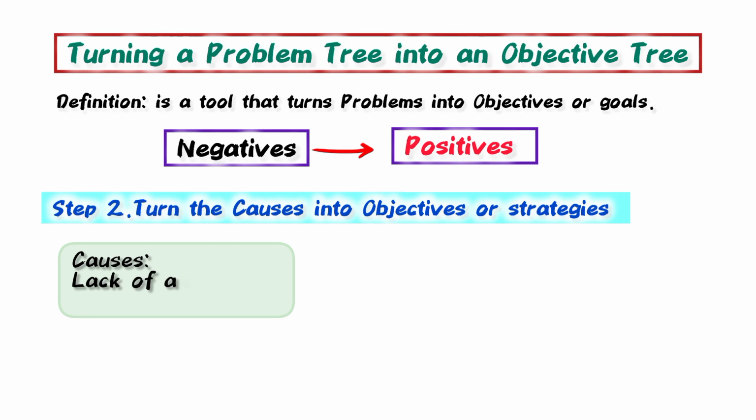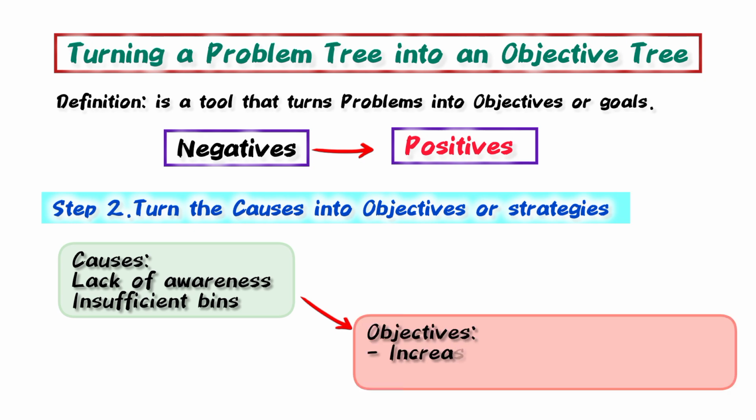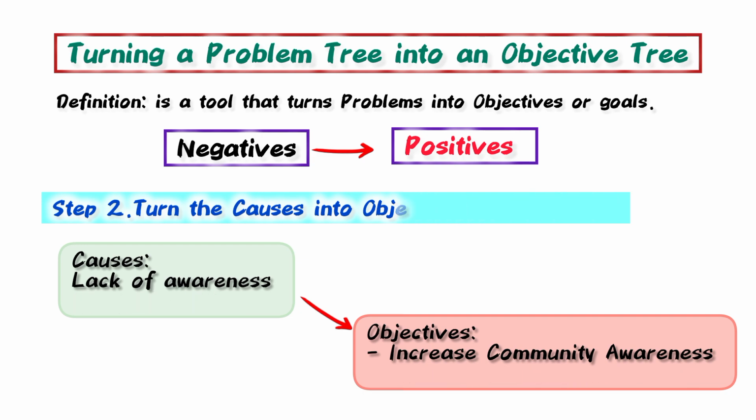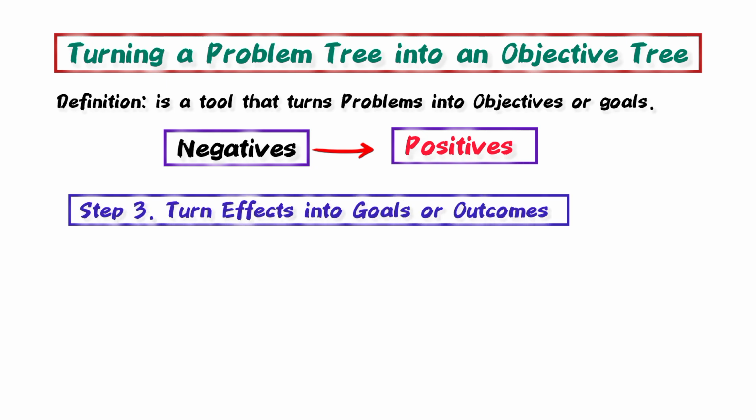We have causes like lack of awareness and insufficient bins. So we are going to change these negative statements into positive statements. So our objectives will be increase in community awareness on proper waste disposal and providing adequate waste bins for the community. Step 3. Turn the effects into goals or outcomes.